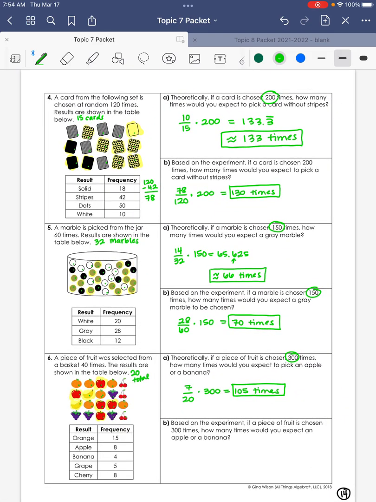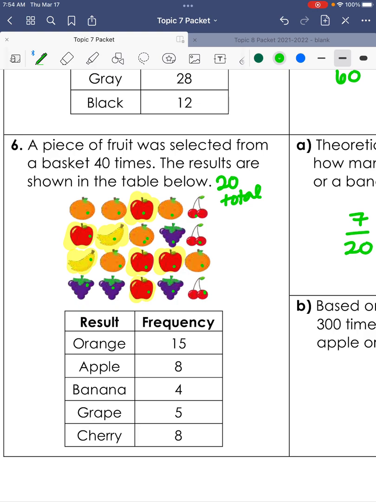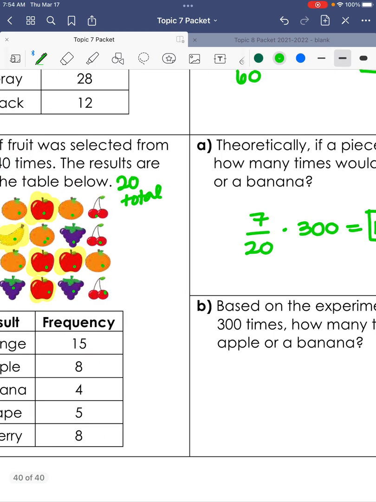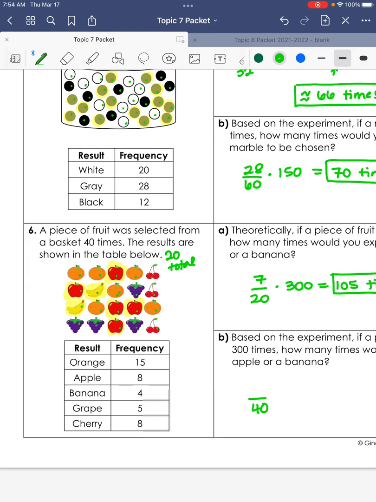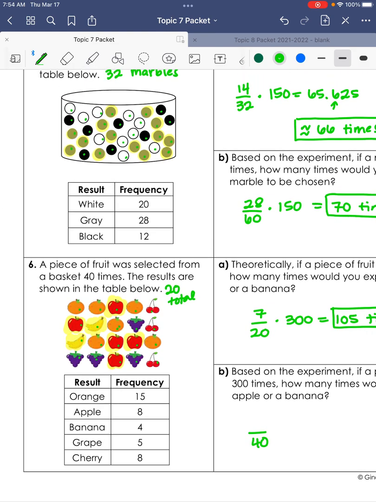Now let's look at the experiment. Based on the experiment, if a piece of fruit is chosen 300 times, how many times would you expect an apple or a banana? Okay, so we're looking at our table here. We know that fruit was chosen 40 times, so all of these numbers here add up to 40, right? So my denominator is 40. Well, what is the number of favorable outcomes? Well, when we look in our table, apples were chosen 8 times and bananas were chosen 4 times. 8 plus 4 is 12. So that's my number of favorable outcomes.